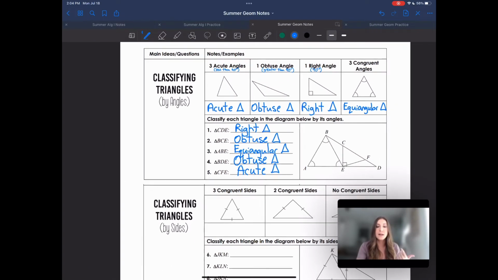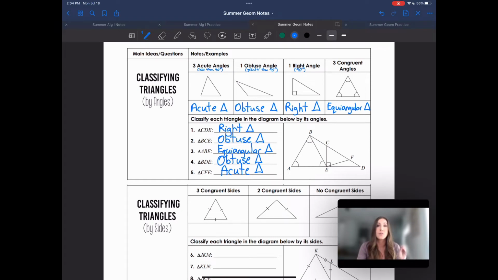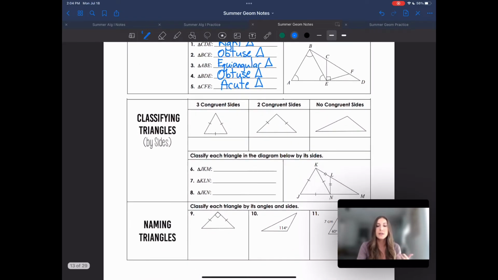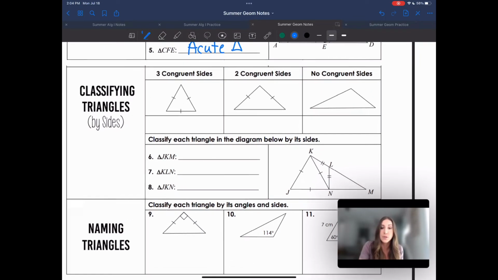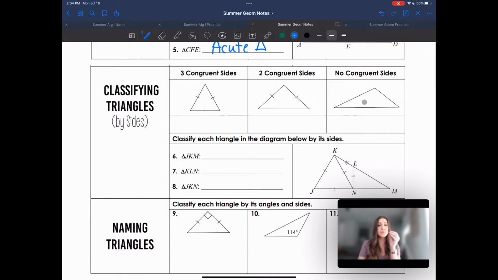All right, so that is classifying triangles based on their angle measurements. Now we're going to look at another way to classify them, and that's by looking at their side lengths. And it's going to have a whole set of different vocab here. These ones, you may have heard some of these words before also, so this could be a little bit of a review. We only have 3 categories here, not 4, so it's a little simpler.